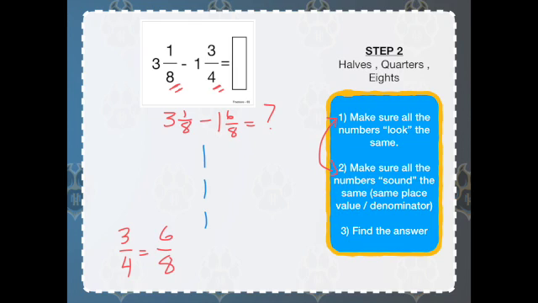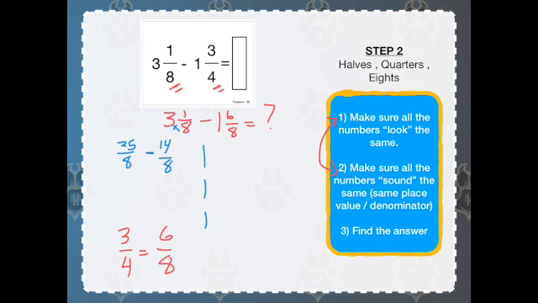So 3 1/8 is the same as 25/8. So I have 3 wholes multiplied by 8 pieces, and then I have an extra 1. Minus 1 6/8 is the same as 14/8. Once again, the steps to go from mixed numbers to improper fractions are in other videos, so we're just skimming here at this point.